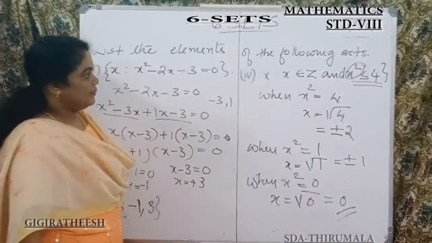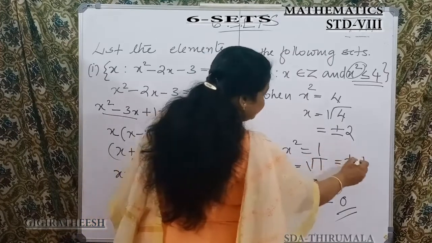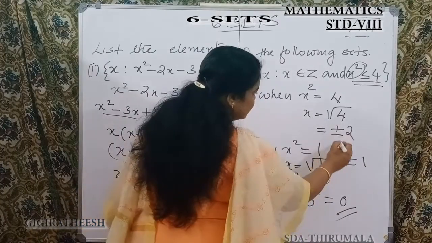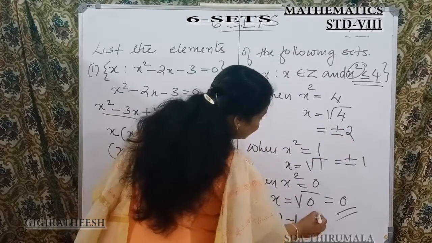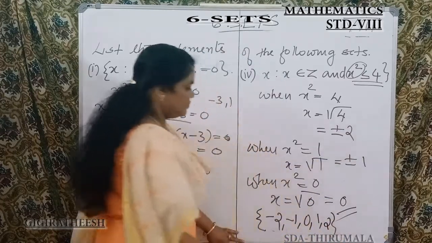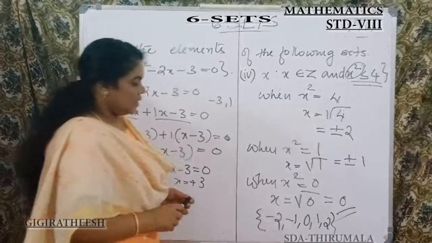The elements in this set are the integers plus 1 and minus 1, and plus or minus 2. That is minus 2, minus 1, 0, 1, and 2. The elements of this set are minus 2, minus 1, 0, 1 and 2.